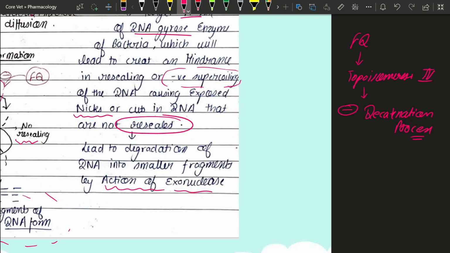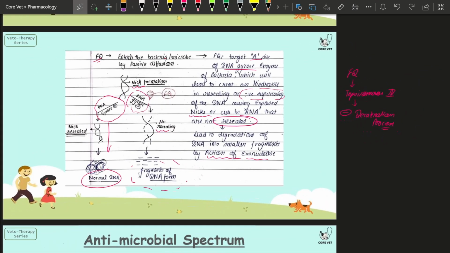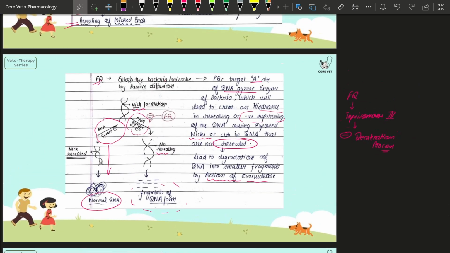So that was all about the mode of action of the fluoroquinolones, that there were two enzymes of main concern, topoisomerase 2 and topoisomerase 4. Topoisomerase 2 was responsible for the introduction of the negative supercoiling in order to reduce the strain in the DNA during the replication or transcription process. Okay, so the fluoroquinolone is going to inhibit that particular DNA gyrase enzyme, which will lead to what?